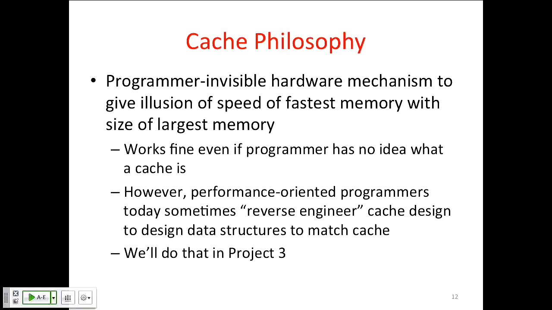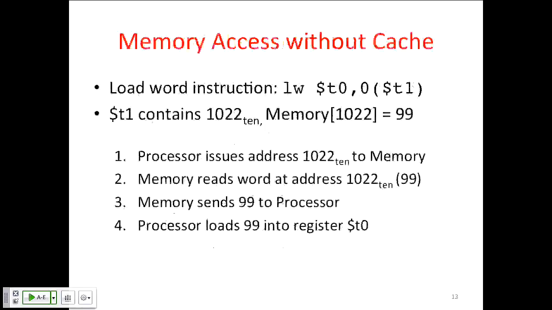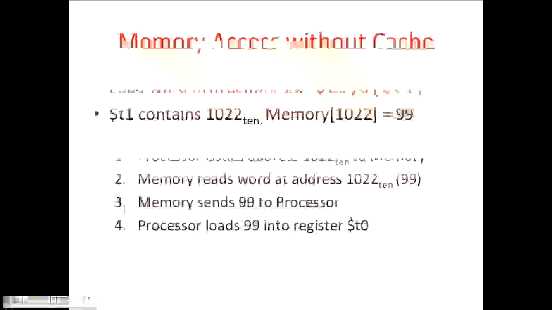However, if you're really performance-oriented, if you know there's a cache there, restructuring your code can give you huge speed-ups. And you'll be exploring that in Project 3. And actually a competition to see who can write the fastest code to rework things to work well with a memory hierarchy, right? But most of the time, the idea is programmers shouldn't know this is there. It should just speed things up without the programmer being aware of it. So it's a programmer-invisible hardware mechanism. Let's see how this might work.